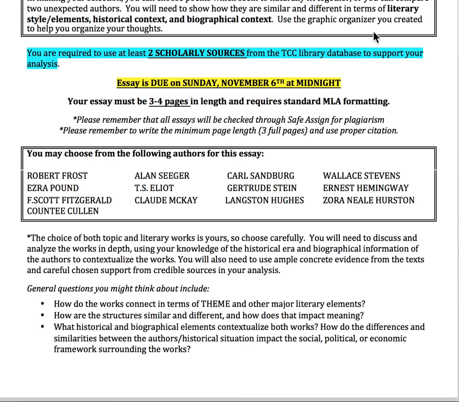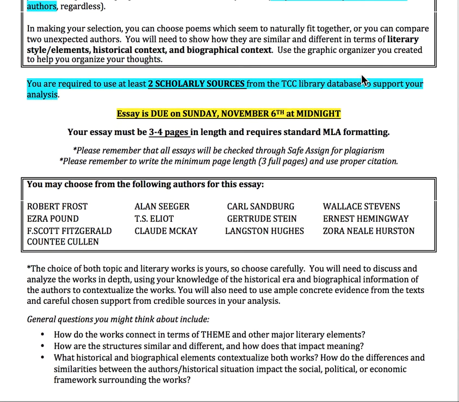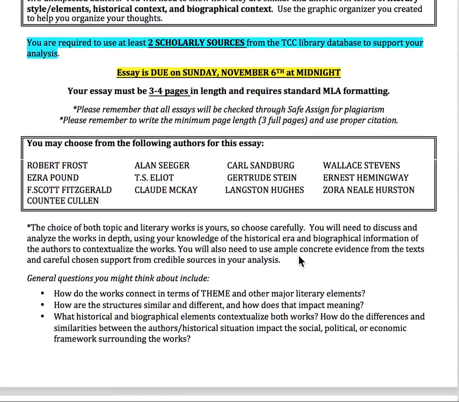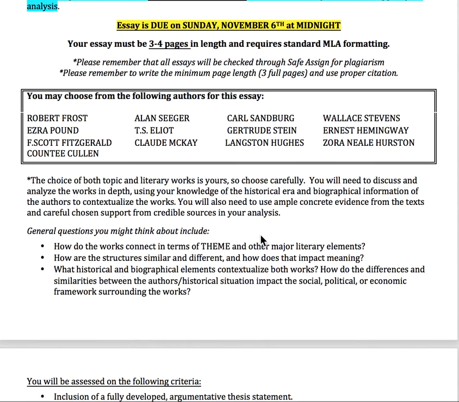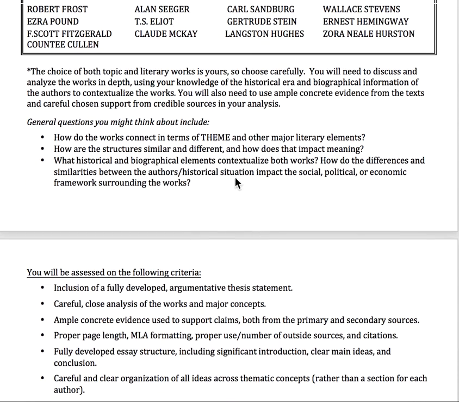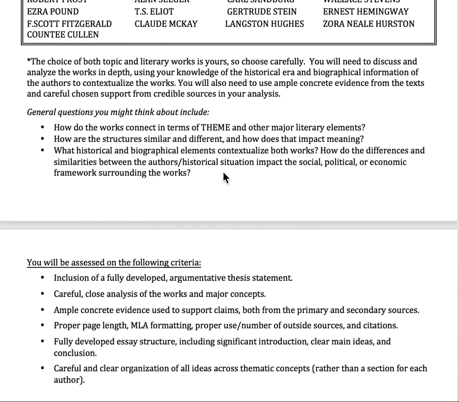You should use the graphic organizer that you have created to help you organize your thoughts. That's why I had you do it, because there's a lot of information and a lot of different parts in this unit. So really use that to help you streamline your thought process. I've given you some general questions, ideas you might think about as you go into this. You're creating an argument, remember, so your argument should really be about how these two works connect, meaning where they're the same and where they're different. So that should be your main thesis, your main argument, and from there you build your main ideas around that.